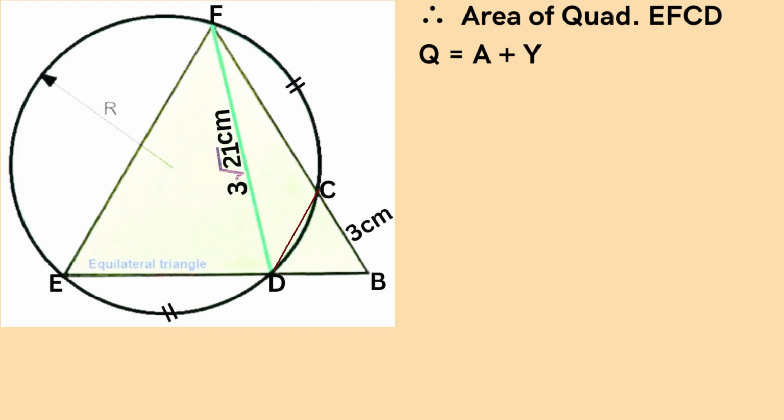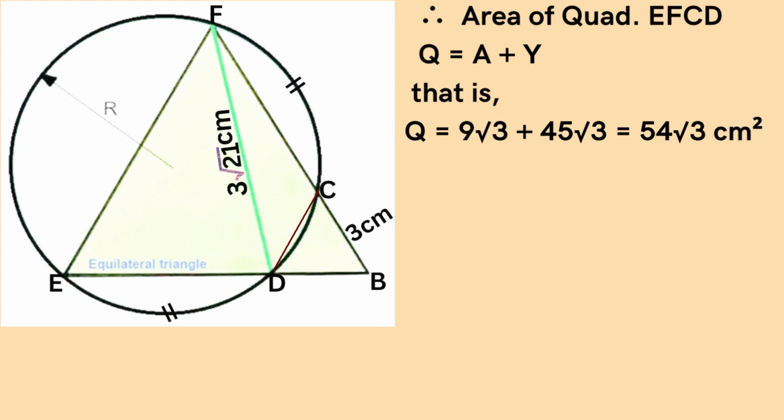Therefore, the area of quadrilateral EFCD, Q, equals the product of 54 and the square root of 3, all in square centimeters.